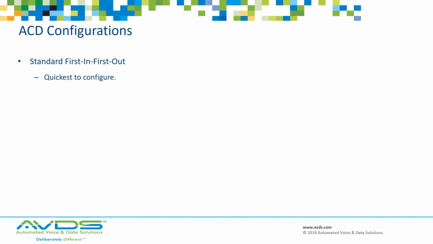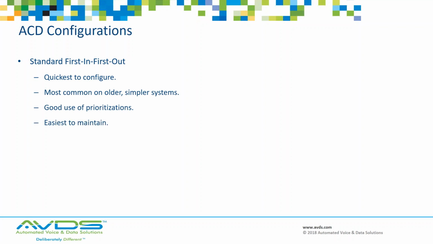So let's take a look at a couple of standard configurations that we just looked at in that video. First of all, first in, first out. It's usually the quickest to configure, and this is what most people are used to hearing when they hear ACD. First in, first out means I've been in the queue waiting. I've waited the longest, so I should be the next one to be answered. It does make a good use of prioritizations. It's also the easiest to maintain. There's very little maintenance needed for something like that.